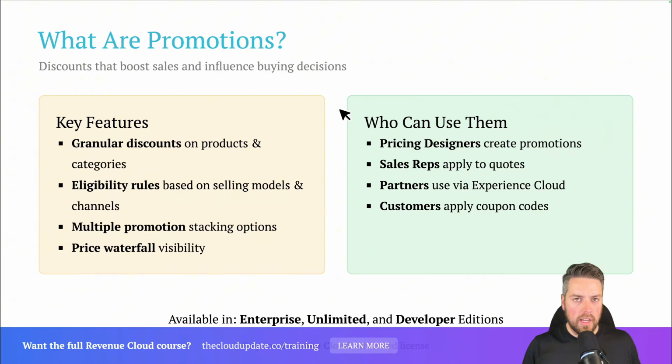So promotions are granular discounts on products and product categories that you can enable, and you're going to define those based on eligibility rules based on either selling models or product categories. You can stack multiple promotions if you choose to do so, and you will be able to see promotions within your price waterfall, right? So hovering over the net unit price will show you promotions being applied to specific lines, or you're going to be able to see them on the product configurator as well.